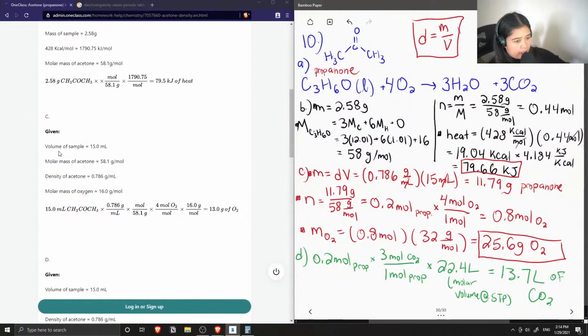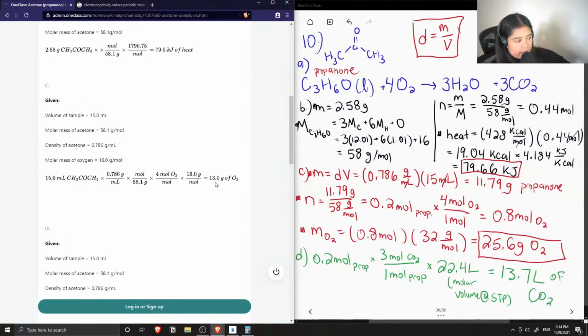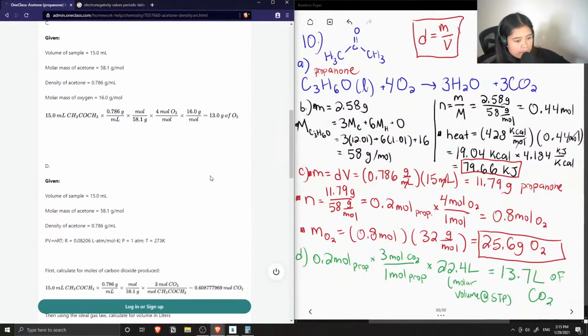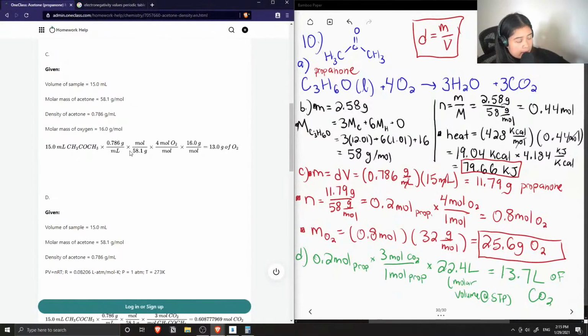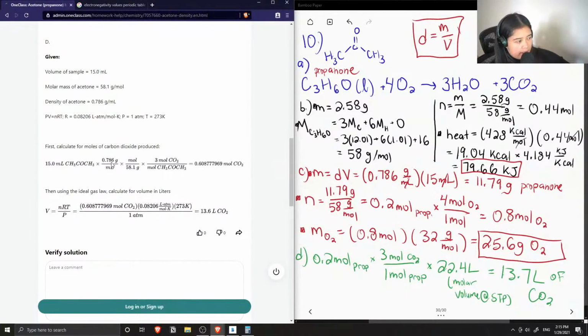For part C, they have the volume of the sample, the molar mass, and the density. But here they said that the molar mass of oxygen is 16 grams per mole. So they used 16 instead of 32, and they got 13 grams of O2. So it's pretty much the same as ours, except divided by 2. So I'm just going to take note that they could also use the molar mass of oxygen gas, which was O2. But the approach is still correct.